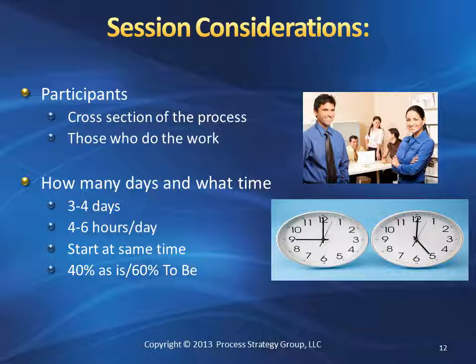A process improvement project using this approach will take 3 to 4 half days. That's 4 to 6 hours a day. The sessions should all be in the morning or all in the afternoon and should start at the same time each day. The reason for this is there's follow-up and preparation between sessions. We've talked earlier about how 40% of the time should be spent on the as-is, and the majority, around 60%, on developing the new to-be process.